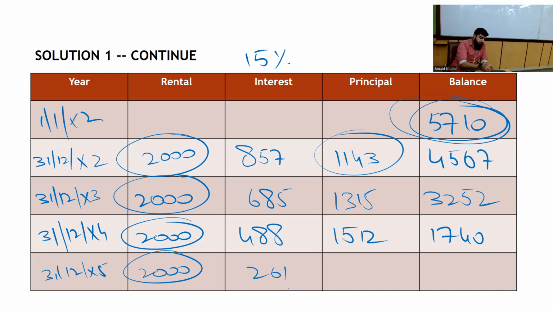Out of 2000, 261 is the amount of interest paid, which means 1739, approximately 1740, is the amount of principal paid. Now the remaining liability at the end of the lease term would be zero, and that makes sense. Is it clear to everyone?